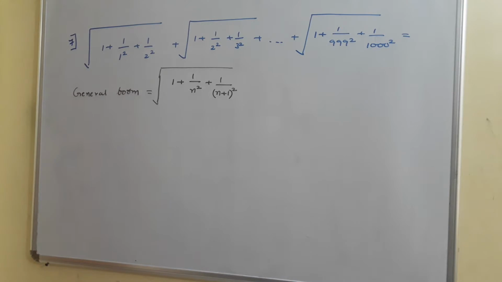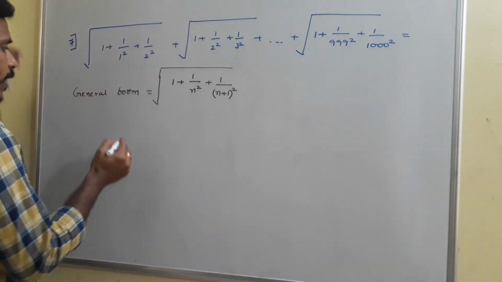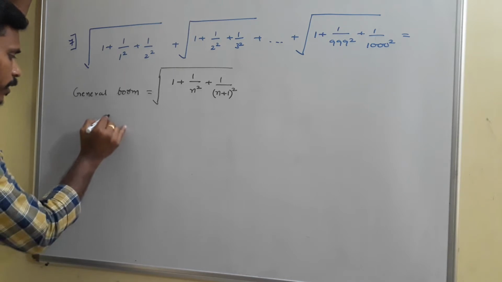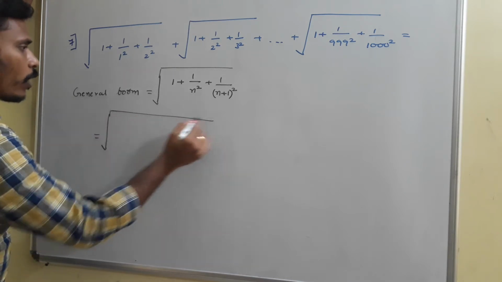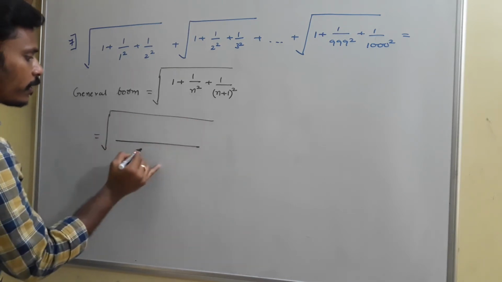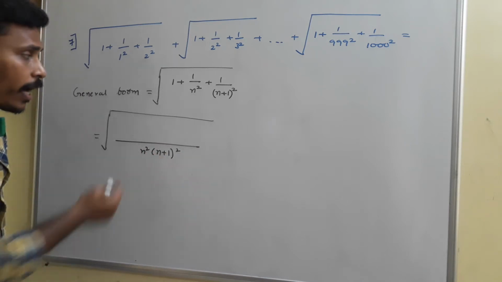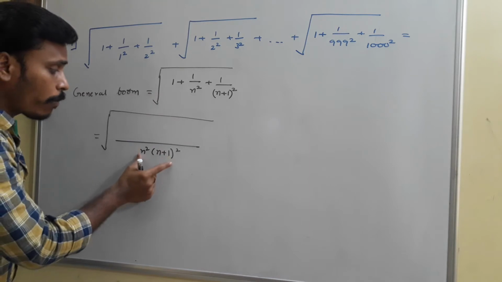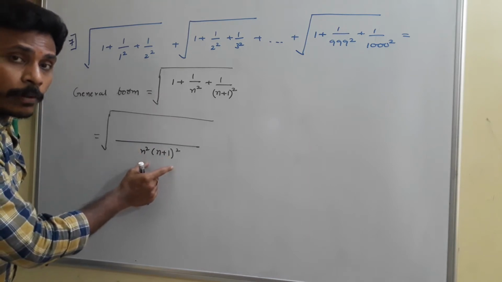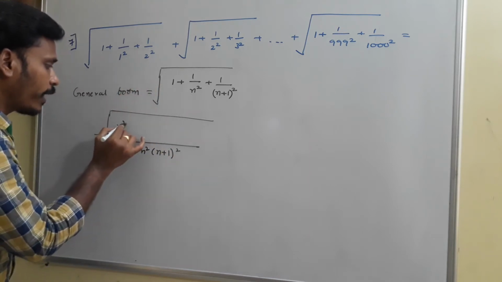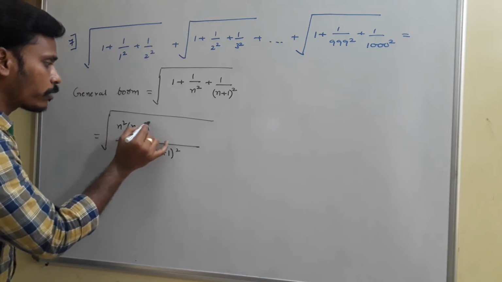The general form is root of 1 plus 1 by n square plus 1 by n plus 1 whole square. So we need to simplify it. As a part of simplification, you take the LCM. See, if you take the LCM, what will happen? The LCM is n square times n plus 1 whole square under the square root. And since here it is 1, we need to multiply this n square into n plus 1 whole square with this one, and you will get n square into n plus 1 whole square.